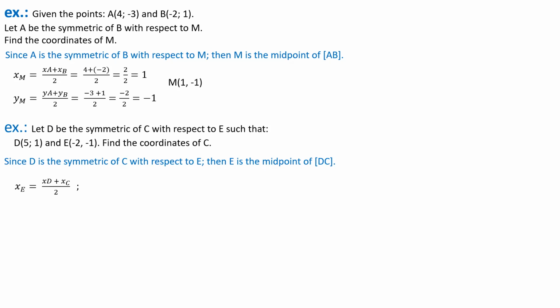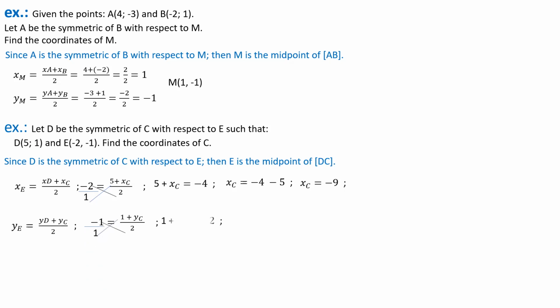So we find the abscissa of C from the rule we know, XE equals XD plus XC over 2. Now we replace, XE is given. This is XE, it's minus 2. XD is 5, and we keep XC as it is. So now we write minus 2 over 1, and we do the cross multiplication. This is a fractional equation. So 5 plus XC equals minus 4. We solve the equation, so XC is equal to minus 9. In the same way, we find the ordinate YC of C. We do the cross multiplication. So after we finish, we write C has coordinates -9, -3.